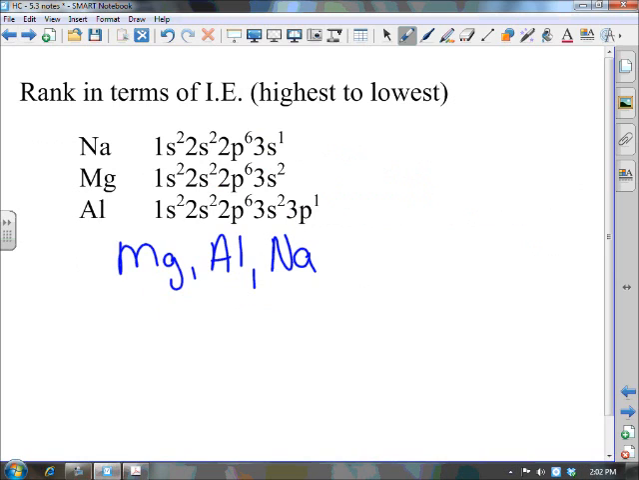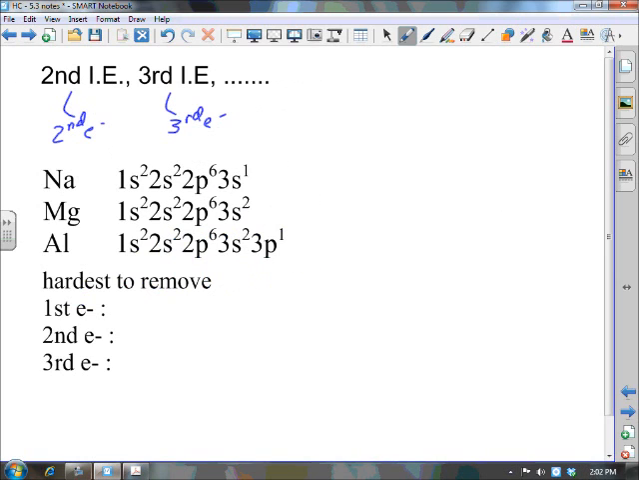Now, what we'll do next here, and this is something you can work on, is second ionization energy and third ionization energy. So now what we're talking about is, what if we take away one electron, then we try to take away a second or a third? So what I want you to do is think about, we already know what the order is to take away one electron from sodium, magnesium, and aluminum. What I want you to do now is go ahead and take that one electron away, and now revisit the electron configuration to see what element will now be the hardest to take that second electron away from. And then finally, to take away the third from.